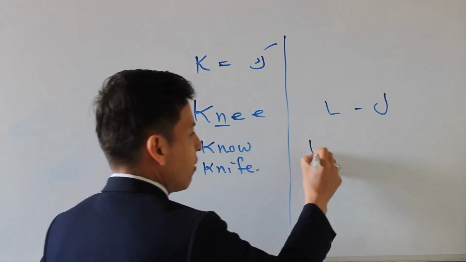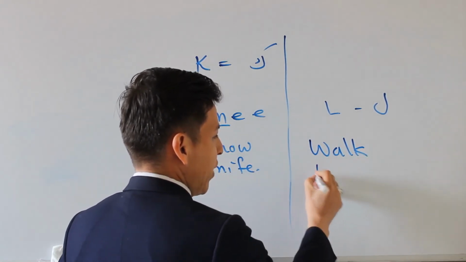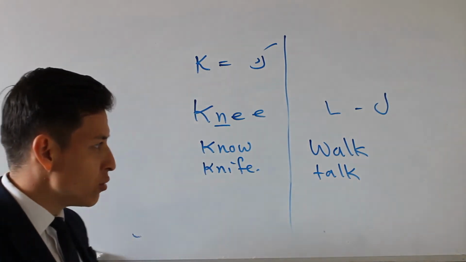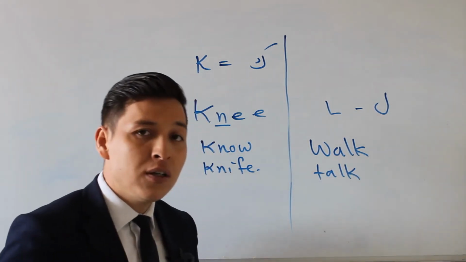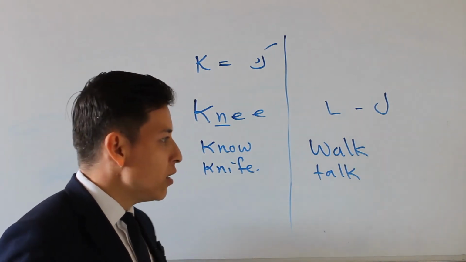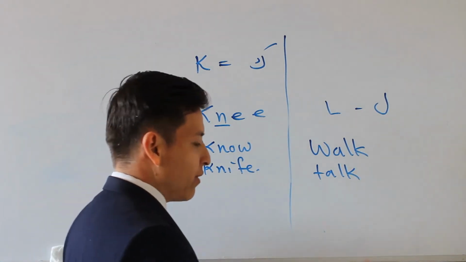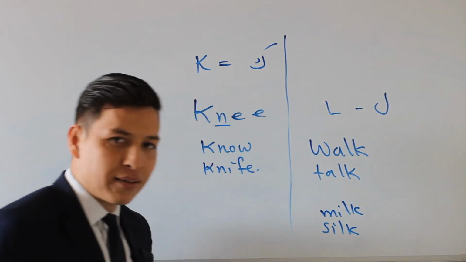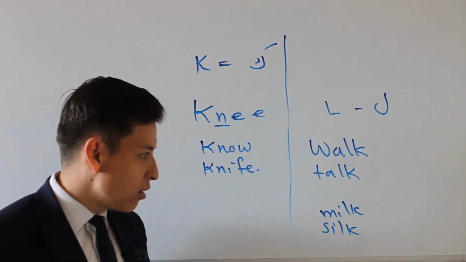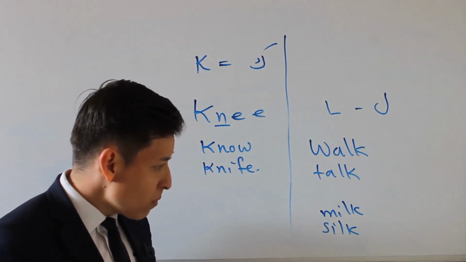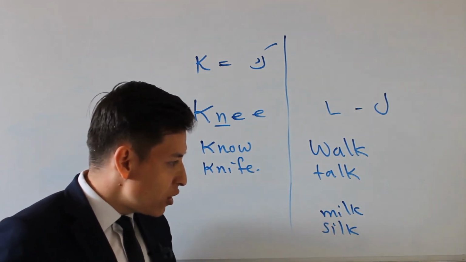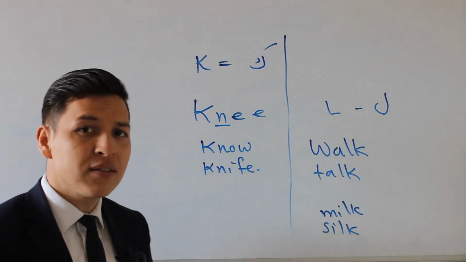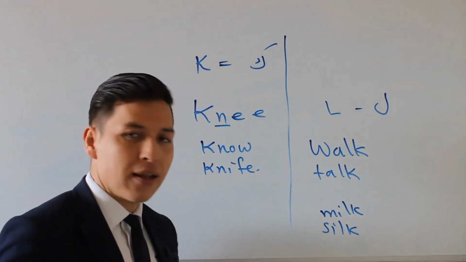For example, we have walk, we have talk. These two words, you see that L is used before K and it is silent. But there is an exception: milk and silk are exceptions. When I is used before L, at that time it's not silent. But if you have that A, at that time it is silent. So that is about letter L.